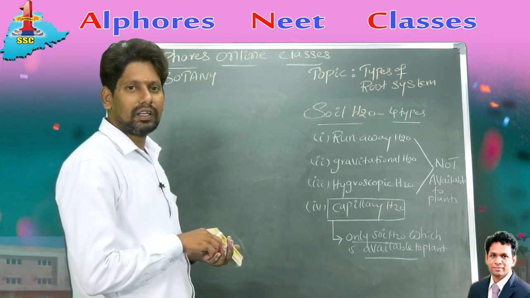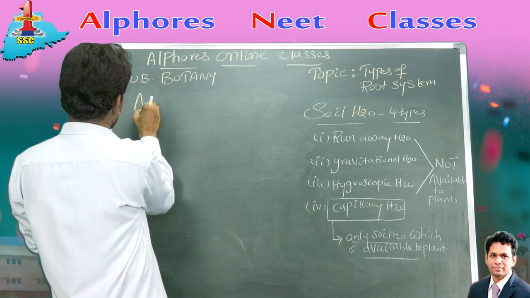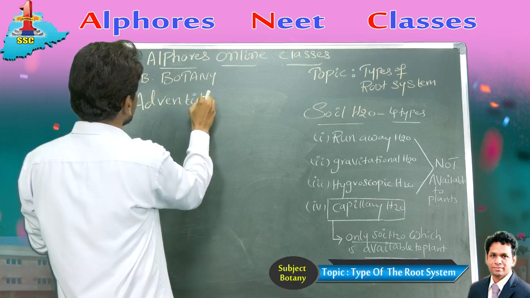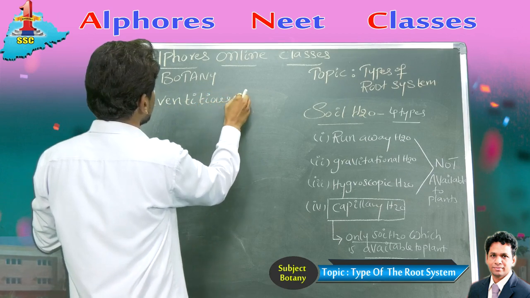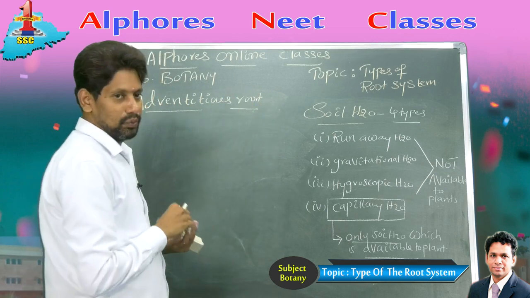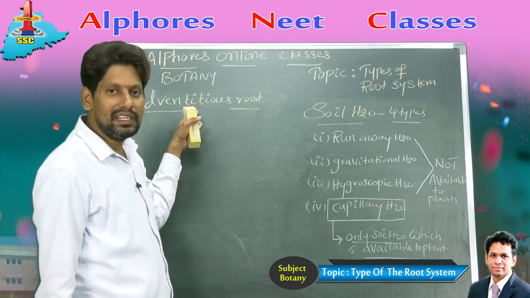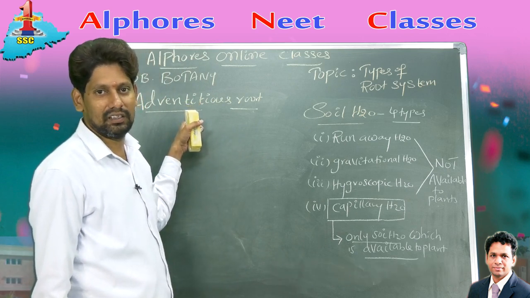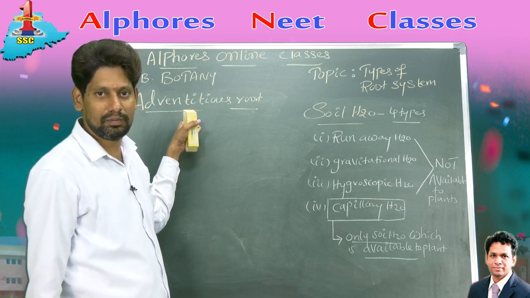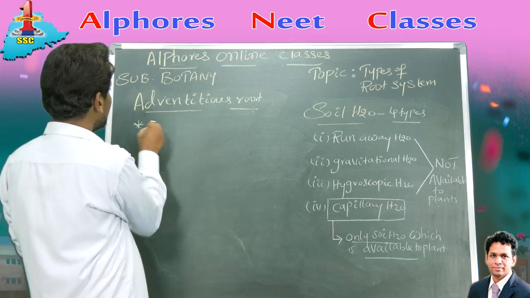Now, go for the third type of root system. What is it, sir? Adventitious roots. What is the meaning of adventitious roots? Roots developed from any part of the plant other than the radicle. They should not be developed from the radicle. Other than the radicle, if roots are developed, those roots we call adventitious roots.